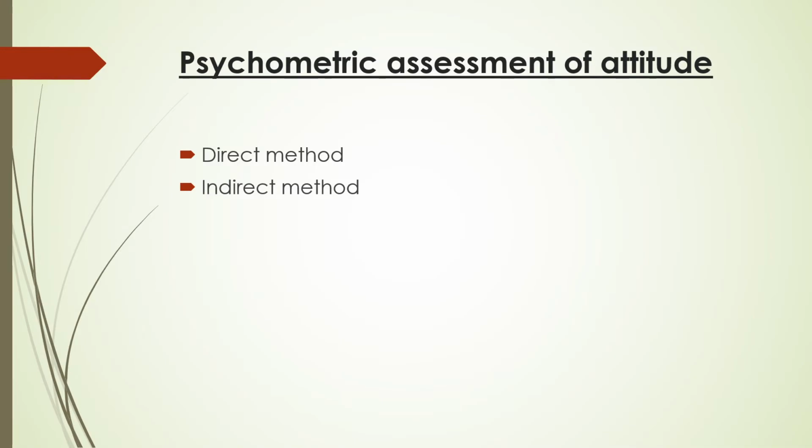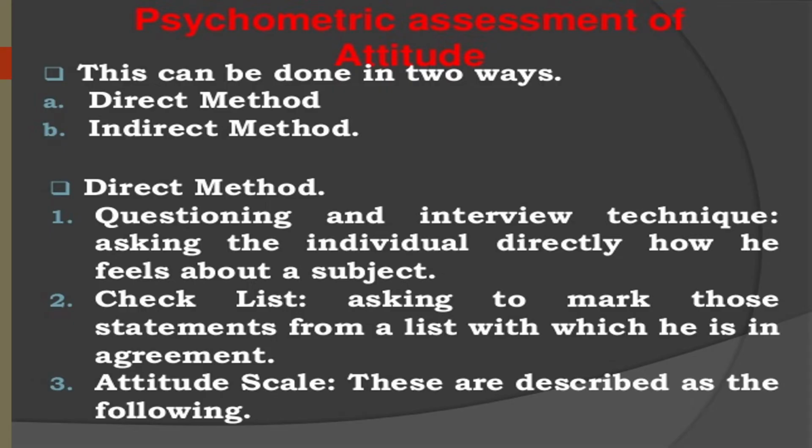Then next is psychometric assessment of attitude. These are the things: what is attitude, what are the attitudinal changes, and how attitude changes. But now we will read psychometric assessment of attitude, meaning how we assess our attitude, what type of attitude a person is carrying, and how we measure it. Two methods are there: direct method and indirect method. The direct method is the questioning and interview technique.